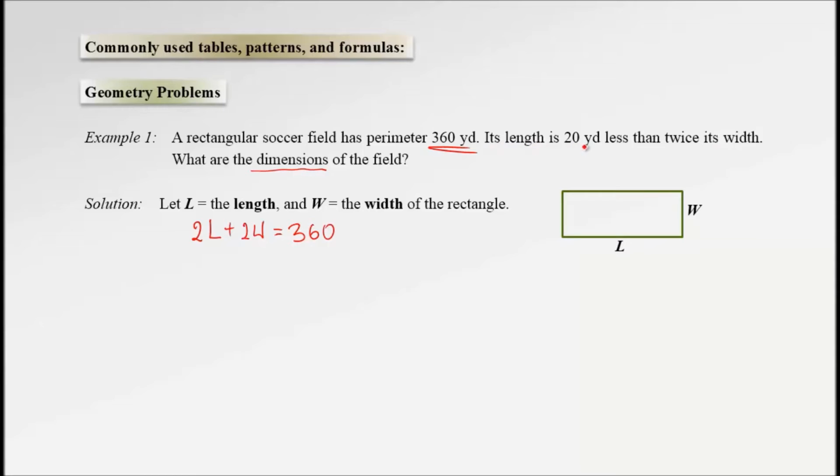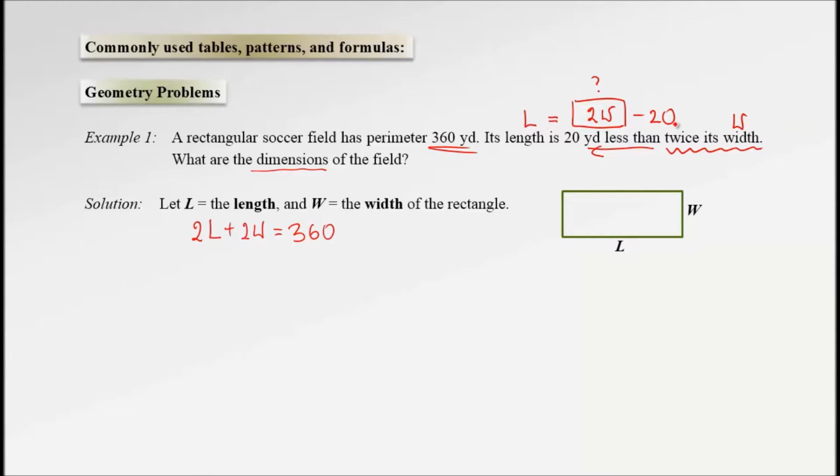Its length is 20 yards less than twice the width. So we have some relation between length and width. Since length is, means is equal, 20 less than, that's a backward structure. 20 less than means I am going to subtract 20 from something. What's this something? Well, the something is twice its width, so 2 times w.